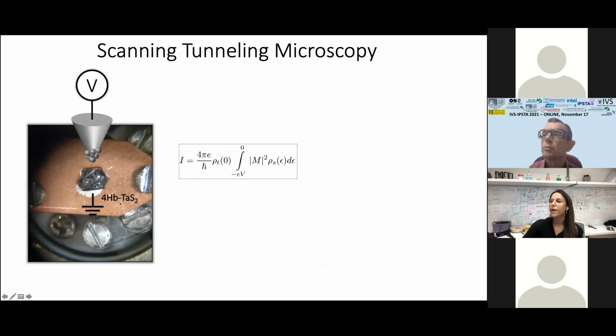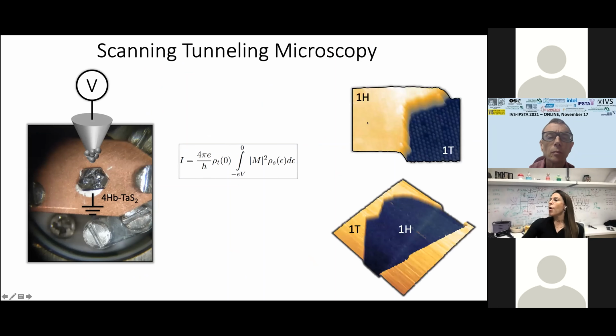We cleave it, expose pristine and clean surfaces, and we measure. These are a typical topography that we get, and we can also measure the dI/dV, the derivative of the current with respect to the bias voltage, which gives us the local density of states on the sample surface.